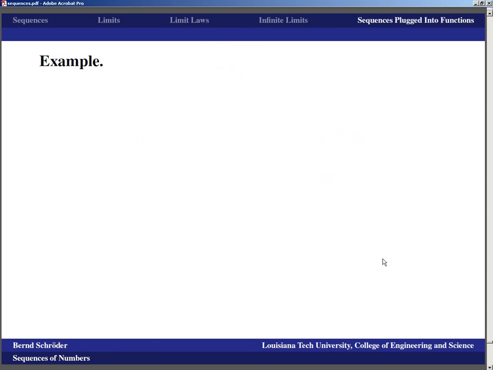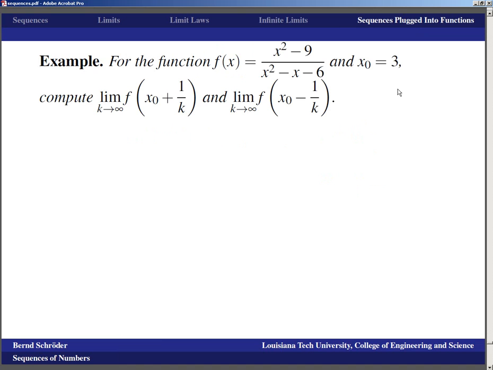With that, I think we're now closing out this idea of plugging sequences into functions. So for the function f of x equals x squared minus 9 divided by x squared minus x minus 6, and the value x0 equals 3, I want us to compute the limit as k goes to infinity of f of x0 plus 1 over k, and the limit as k goes to infinity of f of x0 minus 1 over k.